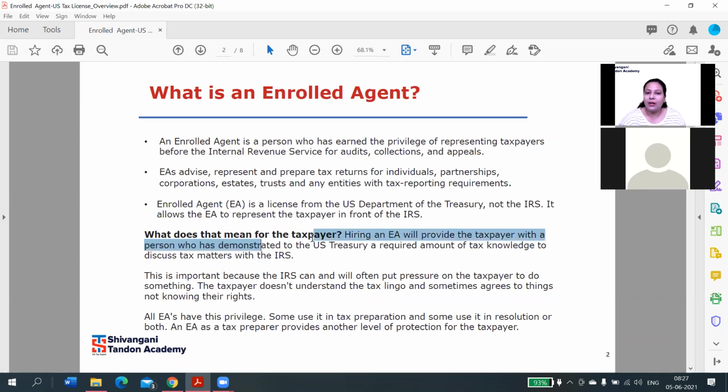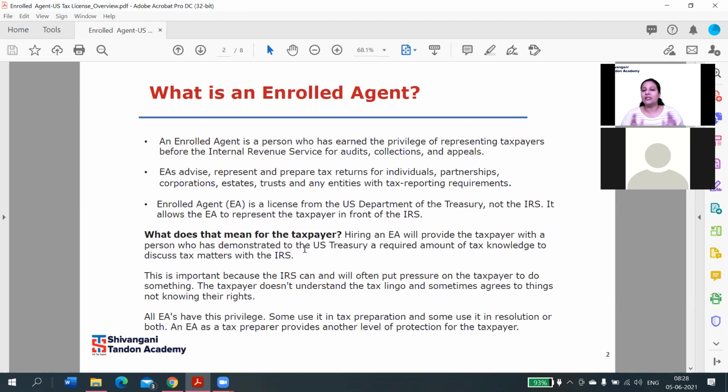In general language, how will a US taxpayer understand what an EA is? As I told you, for us, it is like having an income tax accountant or lawyer. Similarly, for the US taxpayer, getting an EA means getting somebody who can discuss tax matters with the IRS on their behalf, who can respond to the IRS in legal language to all the questions, or who can make them understand the tax jargon used in the notice.